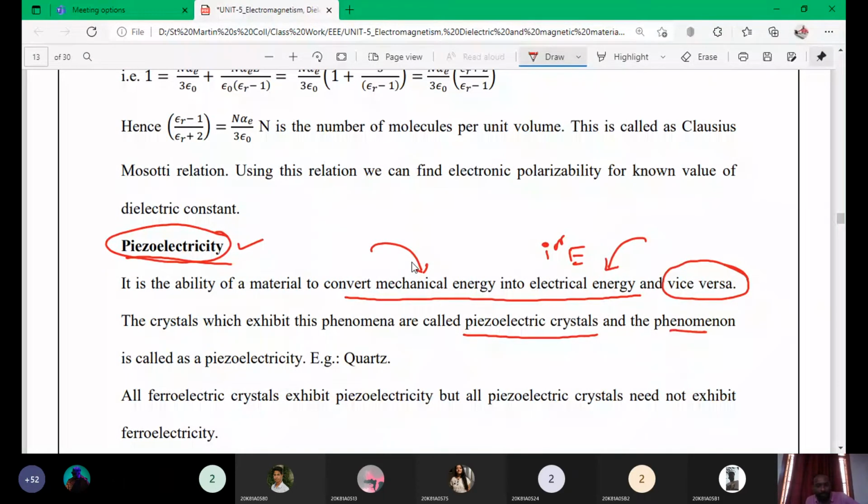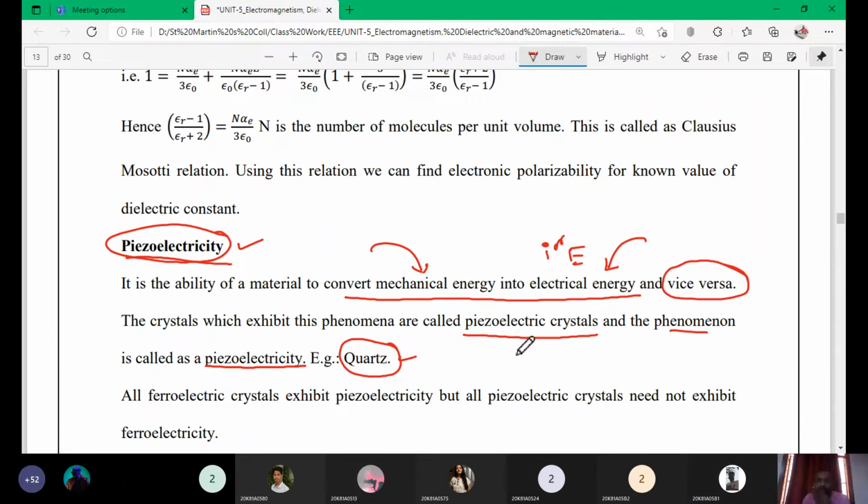So what does piezoelectricity mean? Some crystals have the ability to convert mechanical energy into electrical energy, or electrical energy into mechanical energy. This phenomenon we call piezoelectricity. These crystals we call piezoelectric crystals. Example: quartz. This is also a glass material, quartz glass. Okay, is the definition clear?